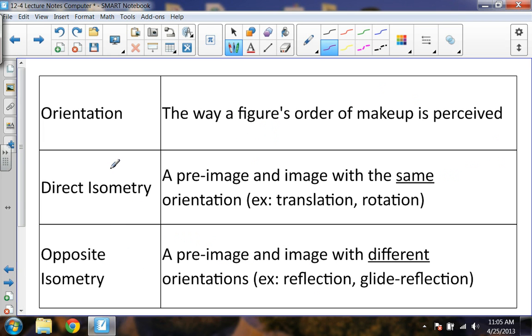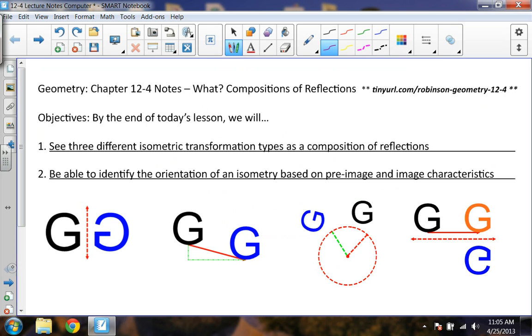Now I'll give you some different terms here. The word orientation, and we'll talk about it a little bit as we see more images. It's the way that a figure's order of makeup is perceived. Those words might not make too much sense here, but let me go back to the very first slide. This point on G and this point on G are both on the right side of the figure. If I took this G and brought it back upright again, this point would be on the right side, same with this G. So translations and rotations have the same orientation from pre-image to image.